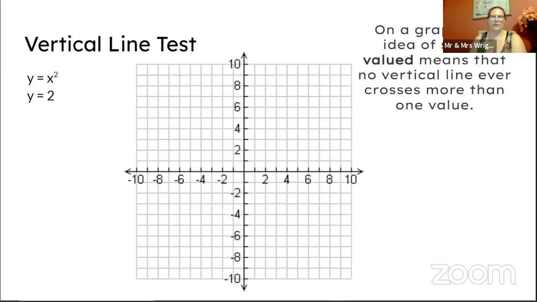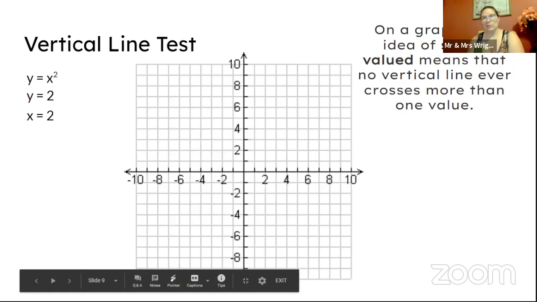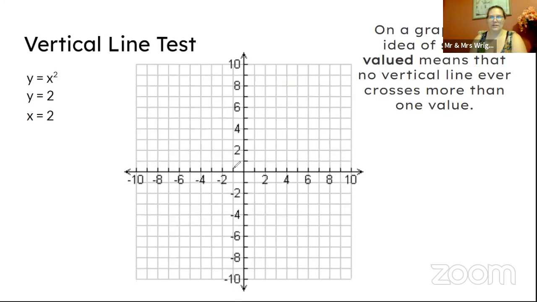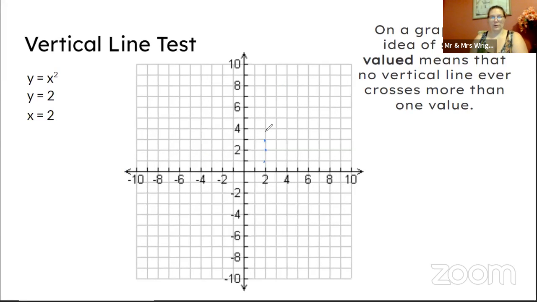Okay, let's keep going. x equals 2. Well, I knew what y equals 2 was. x equals 2 means x always has to be 2, no matter what y is. So instead of being a horizontal line, this is a vertical line.